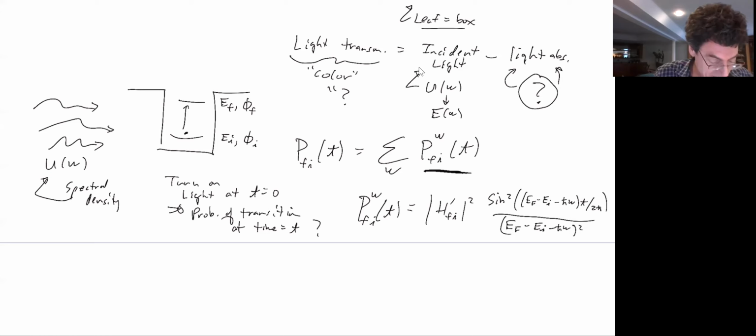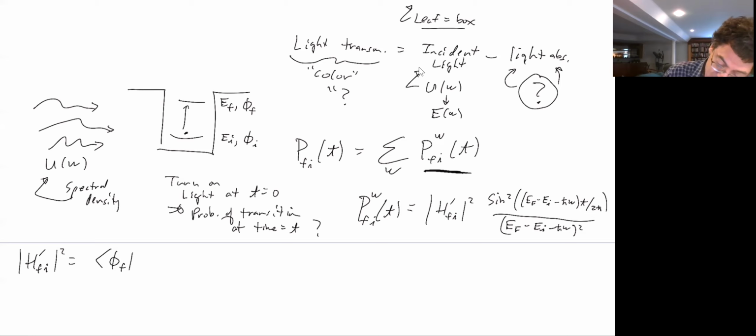So that means then that you know what all these terms are, and you know what that matrix element is. H prime, the matrix element, is just going to be your optical matrix element. It's just going to be your final state.